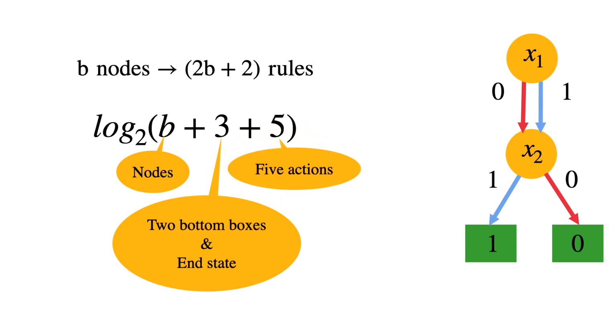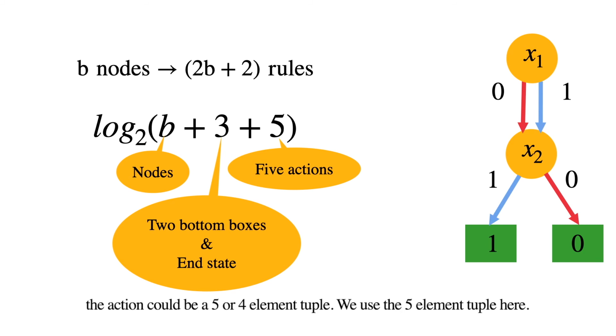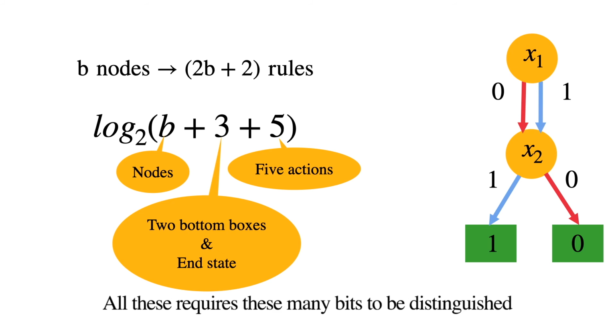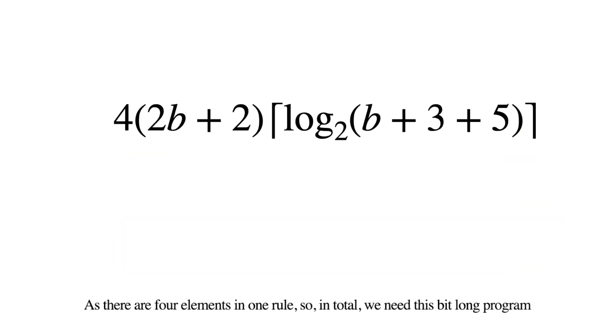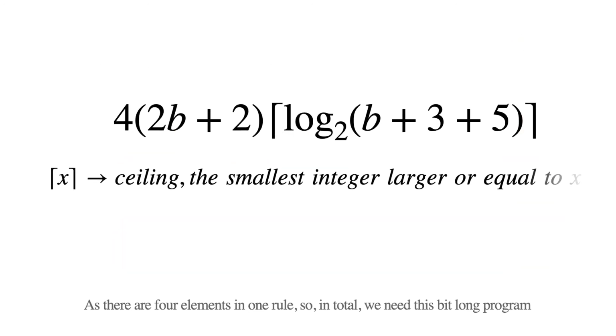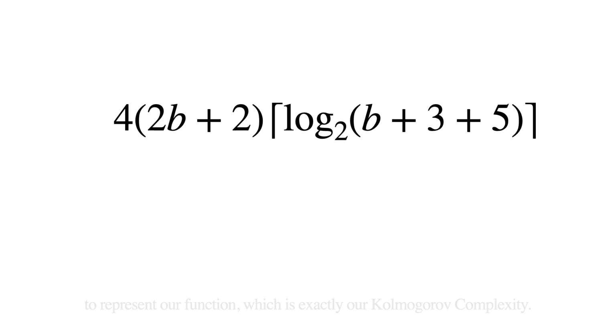As we mentioned, depending on what kind of model we assume for the Turing machine, the action could be a 5 or 4 element tuple. We use a 5 element tuple here. All this requires this many bits to be distinguished, as there are 4 elements in one rule. So in total, we need this bit-long program to represent a function, which is exactly the Kolmogorov complexity.